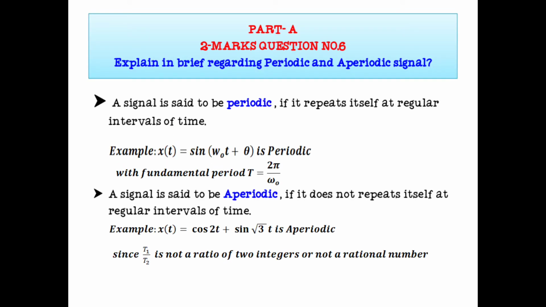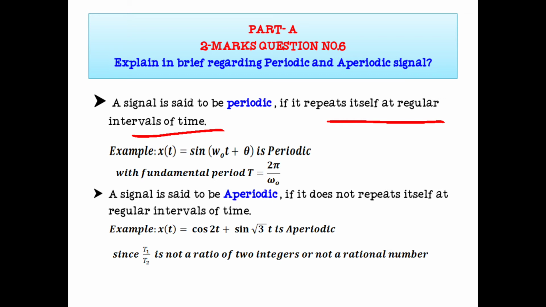Explain in brief regarding periodic and aperiodic signal. So first of all we will see what is periodic, with an example also. A signal is said to be periodic if it repeats at regular intervals of time.